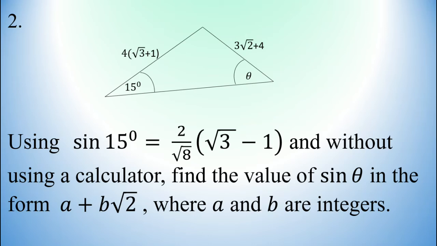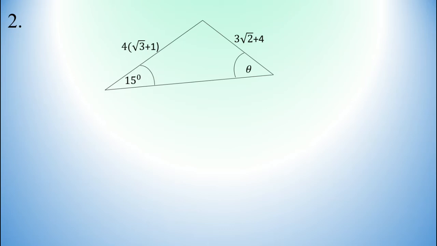My second problem is this. A figure is given. Using sine 15 is equal to 2 upon root 8 into (root 3 minus 1), and without using a calculator, find the value of sine theta in the form a plus b root 2, where a and b are integers. Right. Now apply the sine formula to the given triangle. What's the sine formula?